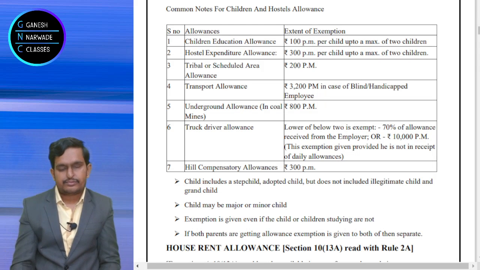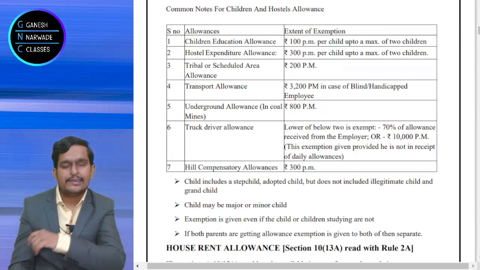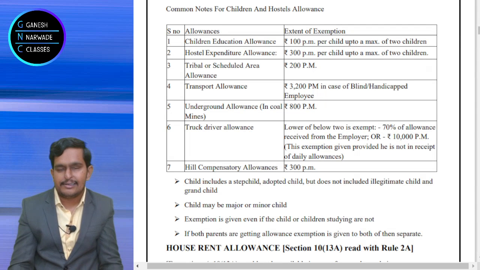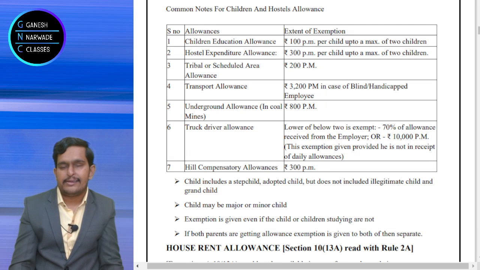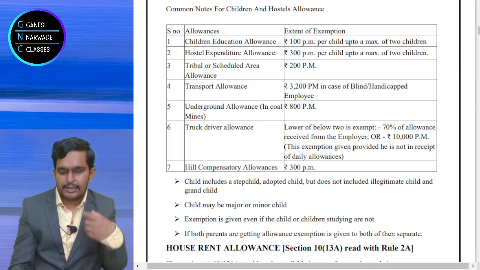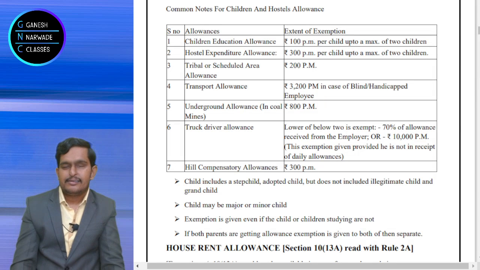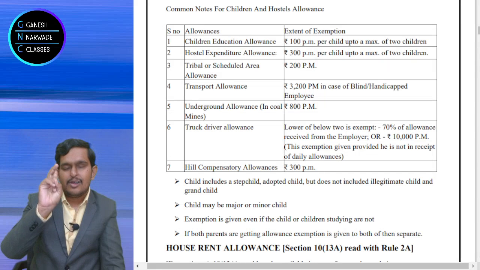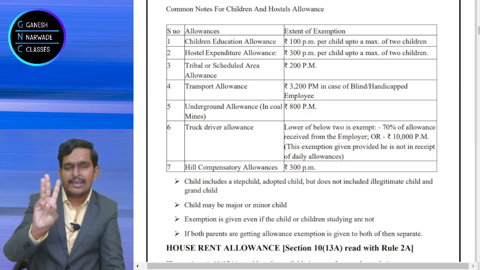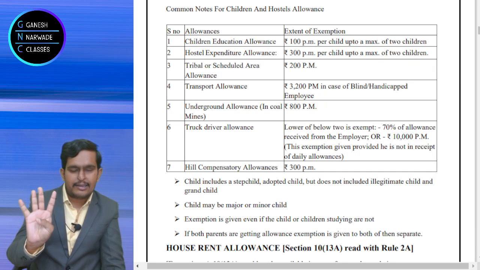Underground allowance, 800 per month is given as exemption. So clear to all of you? Yes. So underground allowance means those who are working under coal mines, right? So for coal mines they are working, digging deep into the land, right? Then for them underground allowance is given. 800 is the maximum exemption given. So whatever actual allowance or 800 per month, whichever is lower, will be allowed as exemption. And next thing which we discussed, children education allowance is over, hostel allowance is over, tribal or scheduled area allowance is over. Fourth one, underground allowance, is over.